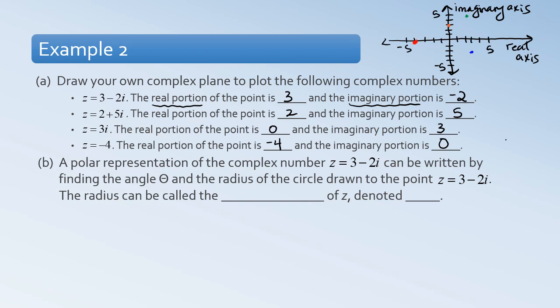A polar representation of the complex number z equals 3 minus 2i can be written by finding the angle theta and the radius of the circle drawn to the point z equals 3 minus 2i. The radius is called the magnitude, and it's denoted with a z and vertical bars around it.